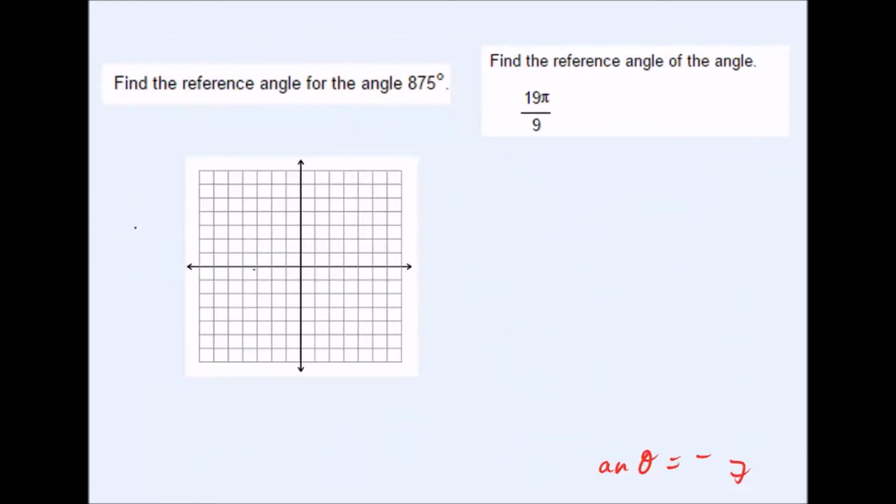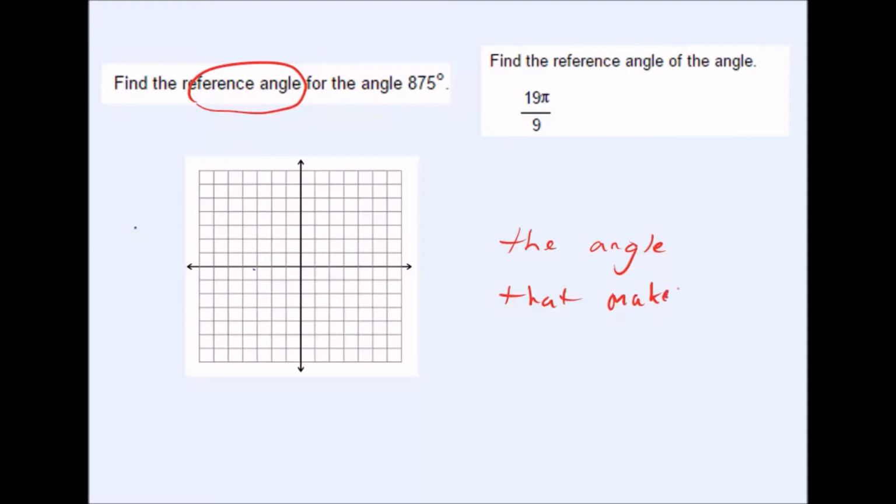So in the last section, we talked about angles that go around the circle more than once. And you're probably wondering, like, what's the difference? If it goes around the circle more than once, isn't that the same angle? And it's true, which is, in this section, we introduced this word reference angle. And what a reference angle is, is the angle that makes it back to the x-axis.